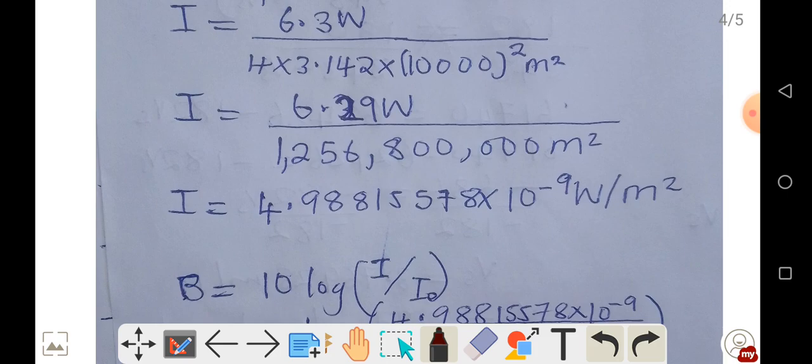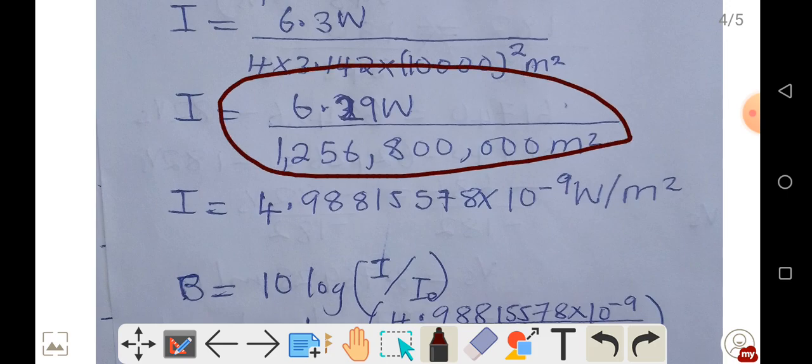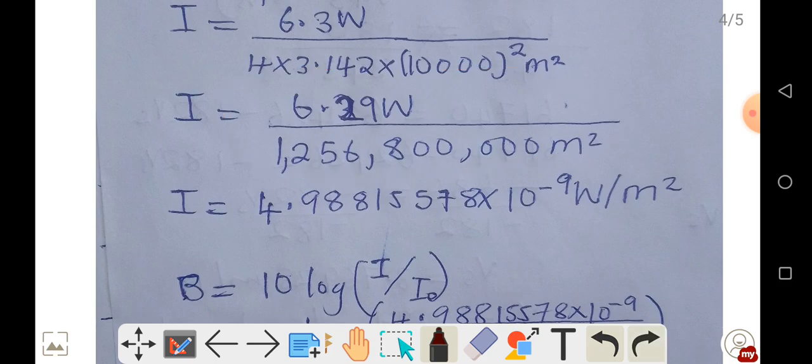At this point, when you punch this on a calculator, we are getting the intensity to be 4.9881557 times 10 to the power negative 9 watts per meter squared. So this is the intensity of sound detected at radius 10 kilometers from the source. So this is the intensity of sound.